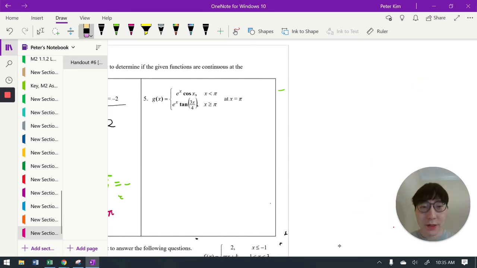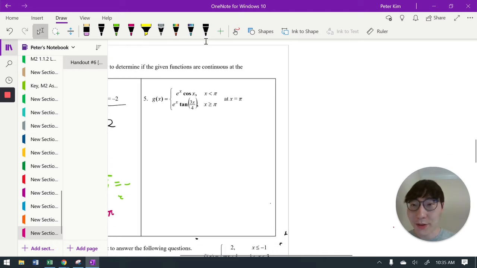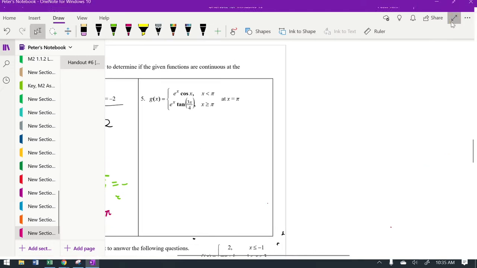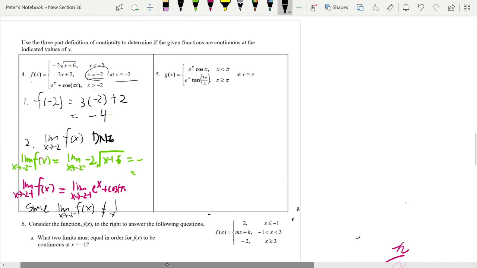Let's see. This one requires a little bit more work and our knowledge of, oh yeah, we need to know how to work with the unit circle over there. So let's work this thing out. Checking whether g of x is continuous at x equals pi, right? So how do we check it? The first thing to check is g of pi, does that exist? I mean, shouldn't say exist, is it defined, right?